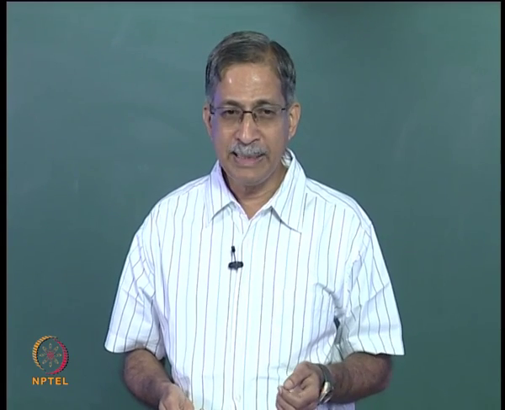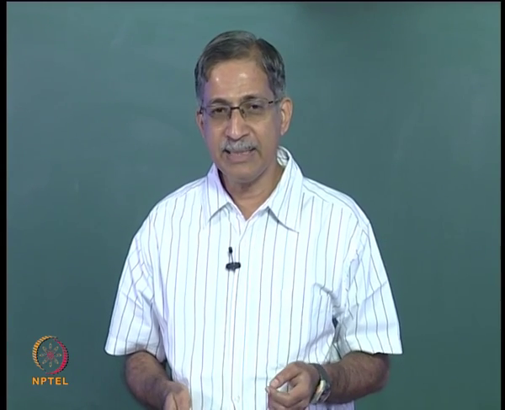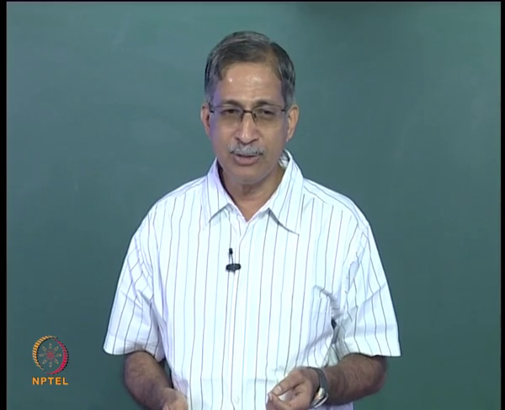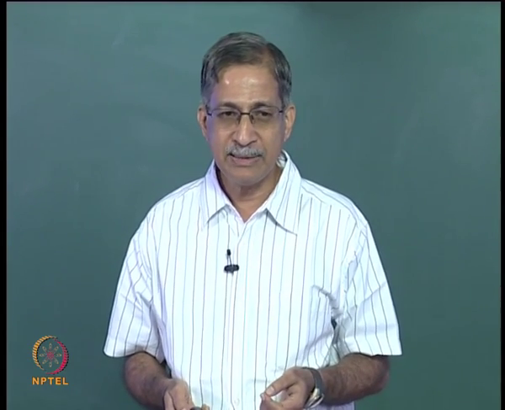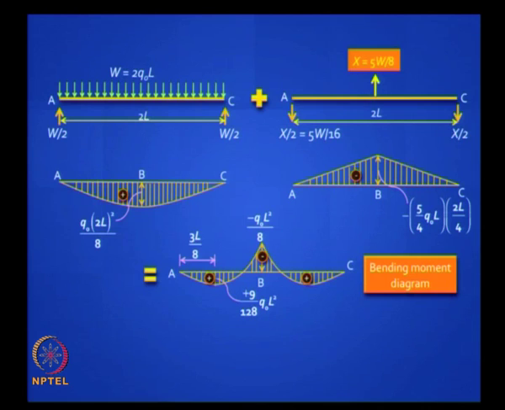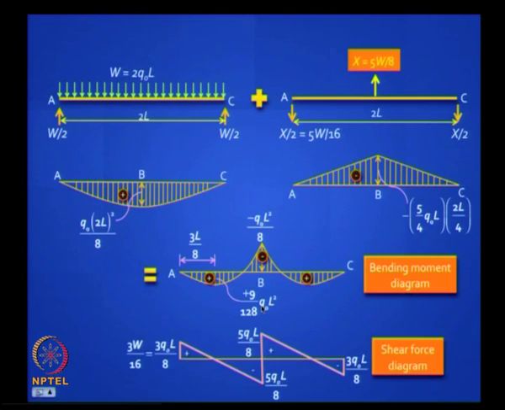So if you want to complete this problem, after you have got the answer x equal to 5 by 8 W, you can superimpose the free bodies and you get the two bending moment diagrams. The first, due to the load, is causing a sagging moment here, it is causing a hogging moment here, you join these two, you get a diagram like this. Okay, it is very straightforward, you can draw your shear force diagram and so on.